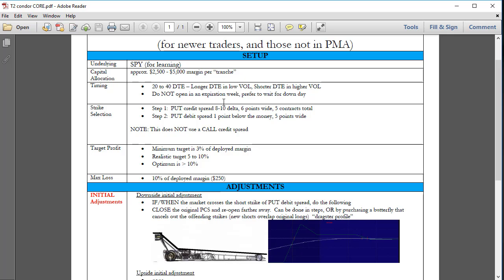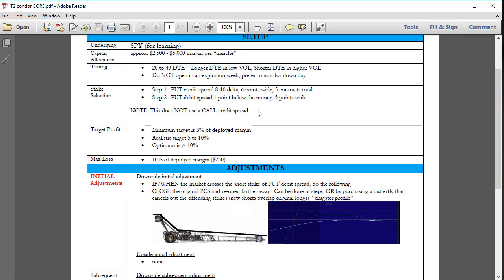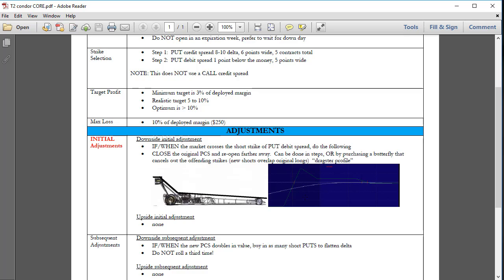And here are the strike selections. Put credit spread 8 to 10 delta, 6 points wide, 5 contracts total. Step 2, put debit spread 1 point below the money, 5 points wide. It does not use the call credit spread, so it is not an iron condor. It's a put only condor. Here's some target profits. Here's our maximum loss. And again, it gives you this kind of a profile.